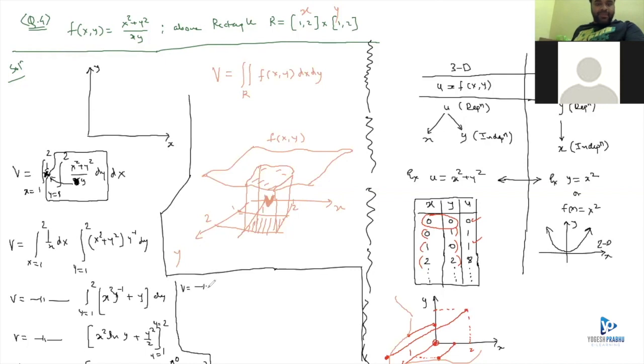Now we'll continue here. V equals the first part as it is. Then this is x squared ln 2 plus 2 minus half, isn't it? So 2 minus half is 3 by 2. V equals the integral x equals 1 to 2.